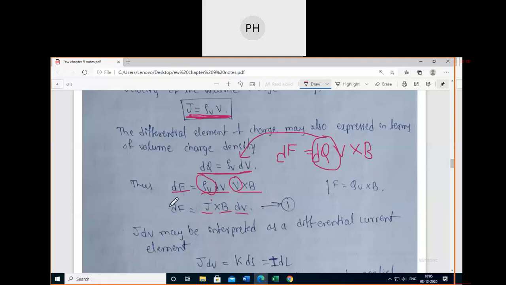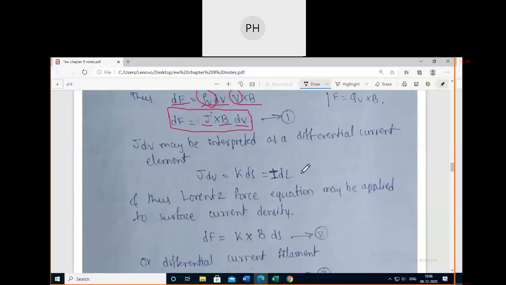So we are rearranging this expression. df is equal to J cross b into dv. This is the differential force with respect to current density. J is the current density, B is the magnetic field, and dv is a small volume.